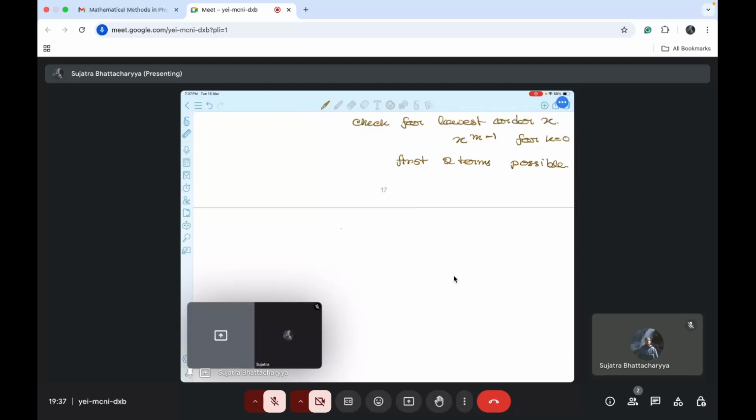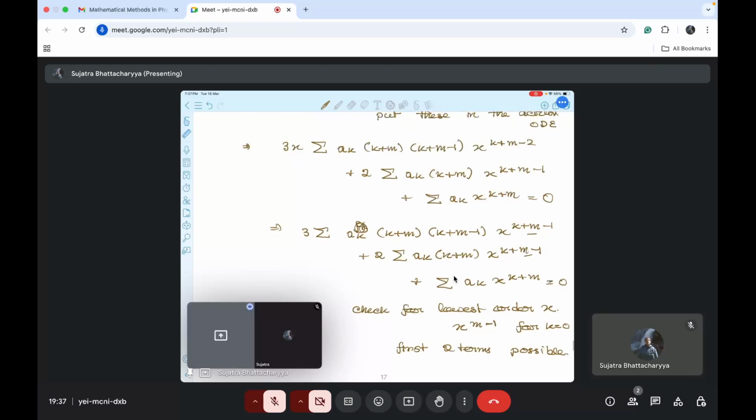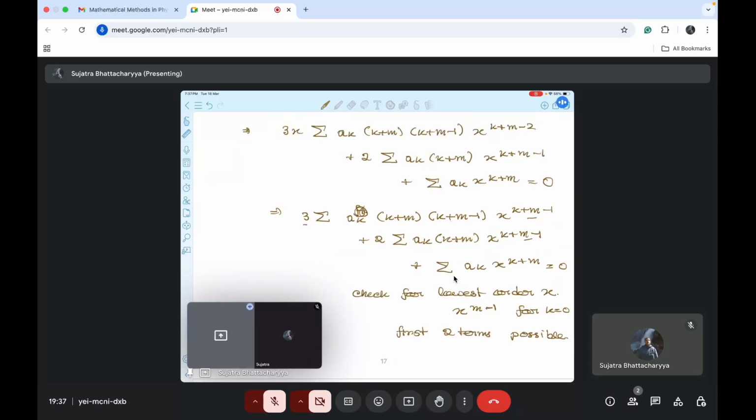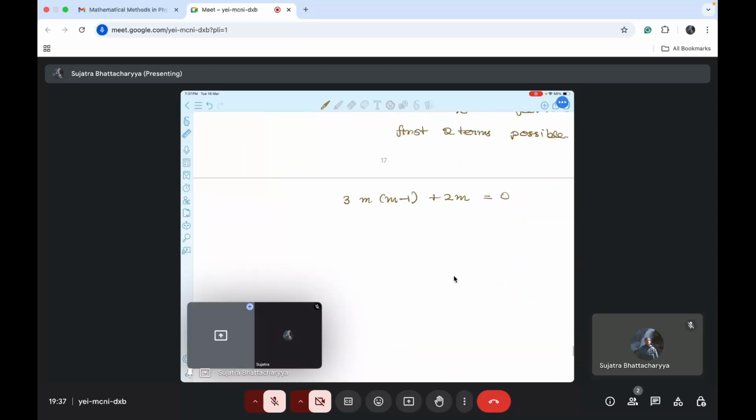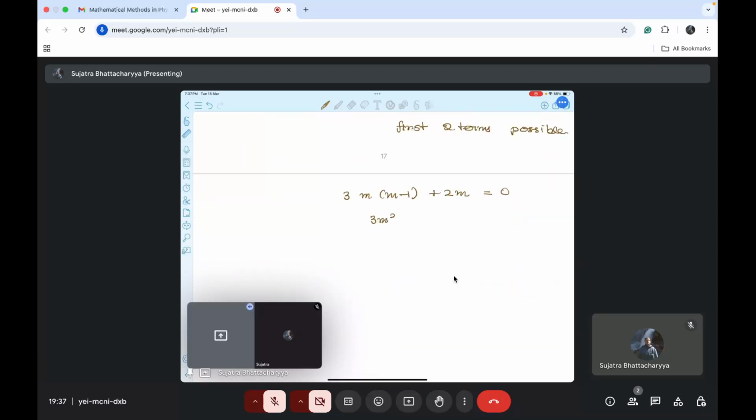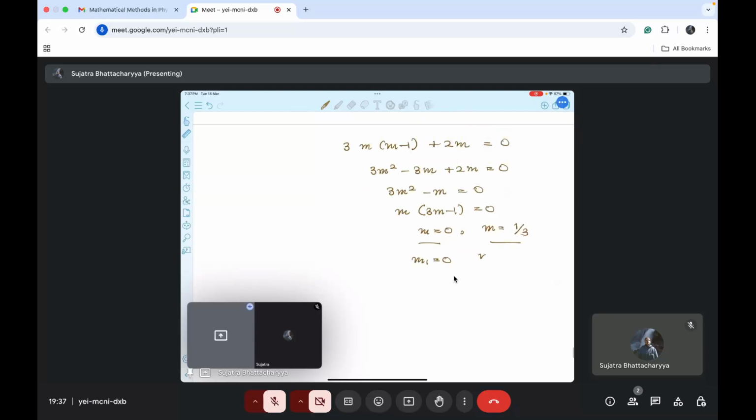Now 3m(m minus 1) plus 2m is equal to 0. How am I getting it? For k is 0, 3 times m (m minus 1) and 2 times m, that is equal to 0. Right? So 3m squared minus 3m plus 2m is equal to 0. 3m squared minus m is equal to 0. m can be taken common: m(3m minus 1) is equal to 0. So m is either 0 or m is equal to 1 by 3. So we can clearly see m1 is equal to 0, m2 is equal to 1 by 3, real and distinct. Done.